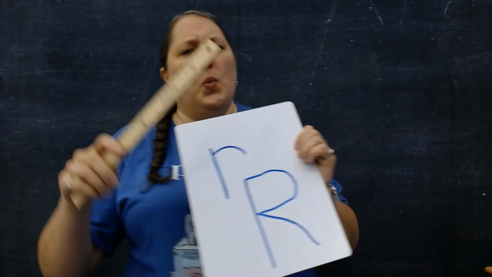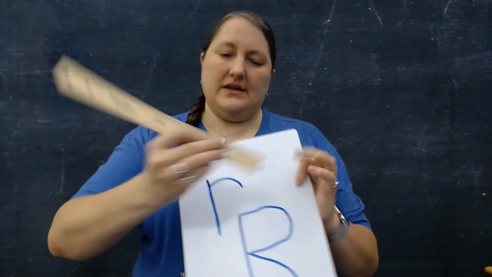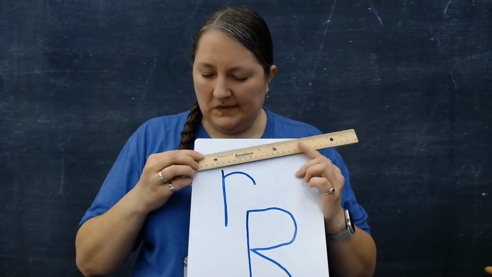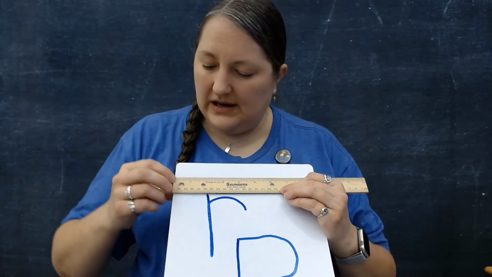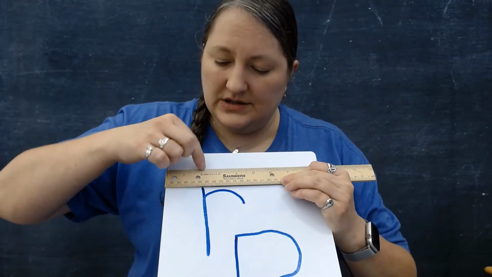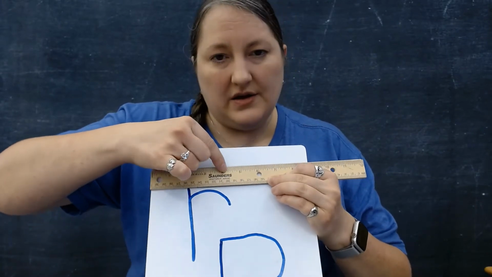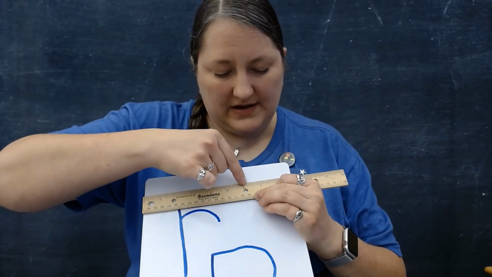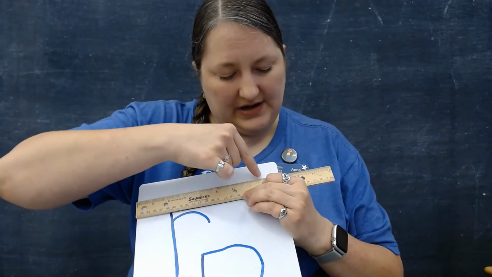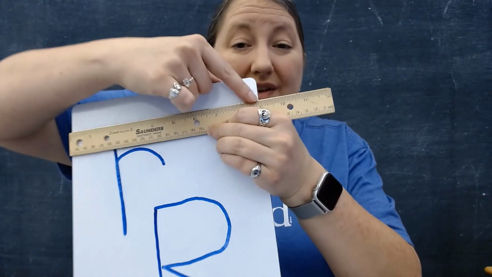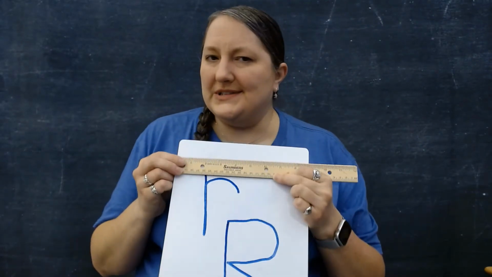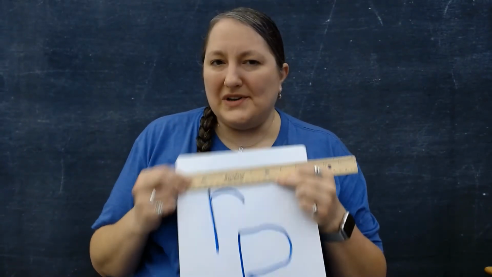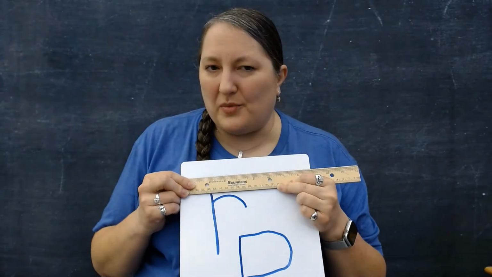And let's see how wide it is. Let's measure it this way, the shorter side. Okay, I see 1, 2, 3, 4, 5, 6, 7, 8. Ooh, almost to 9, but not quite. Almost to 9. What do you think you could measure at home with a ruler?